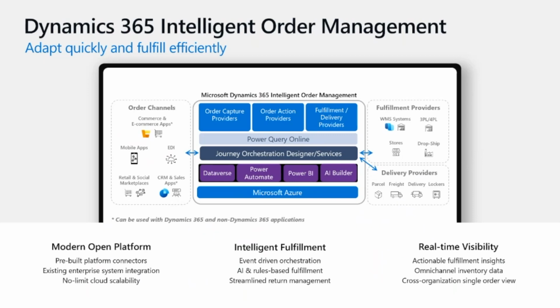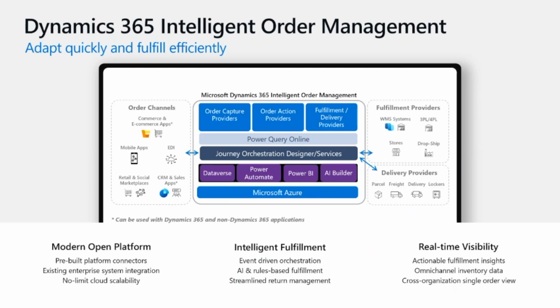It basically orchestrates your order journey right the way from the order channels all the way to the fulfillment providers and delivery providers. So it's built on top of a Power Platform that's built on Microsoft Azure. It uses the Dataverse data model. Orchestration is built using Power Automate, as well as it has analytics and reporting using Power BI and AI Builder models to do anomaly detection and other things.